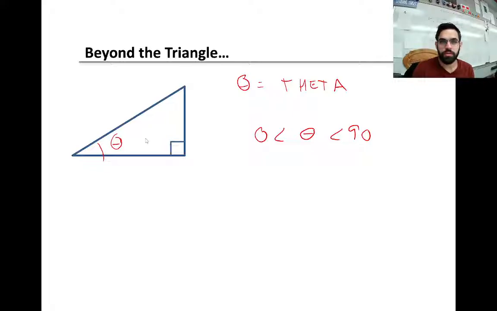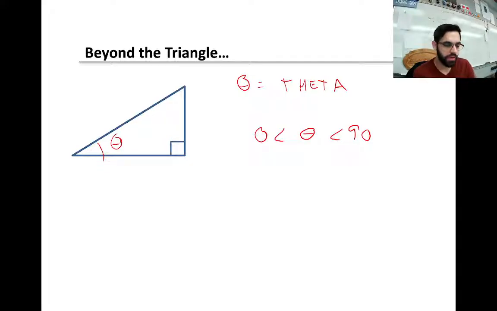The problem with right triangle trigonometry is that theta can only be numbers between 0 and 90, not including 0 and not including 90. It could be 0.1 all up to 89.99, etc. But we want to be able to do trigonometry with negative angle numbers as well as angle numbers 90 and above. Or in other words, we want to use our sine, cosine, and tangent functions with any angle value that you could possibly think of.